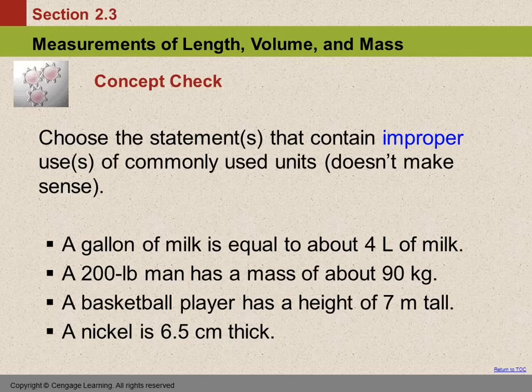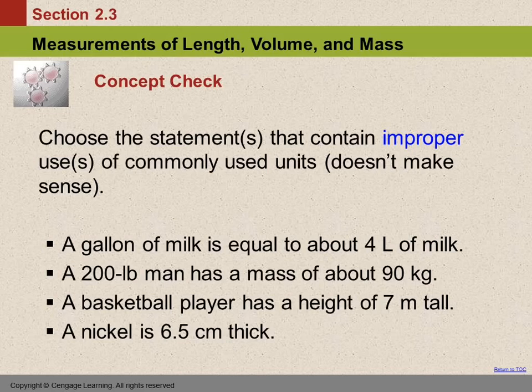And so then questions like this, which of these things doesn't make sense? A gallon of milk is equal to about 4 liters of milk. Is that true? About? Yeah, about. We're just really rough. A 200-pound man has a mass of about 90 kilograms. Yeah, because a kilogram is roughly 2.2 pounds. So your weight in pounds is going to be larger than your mass in kilograms.